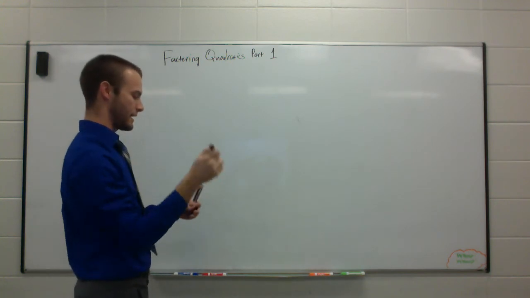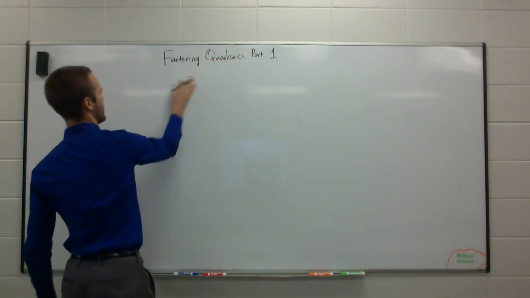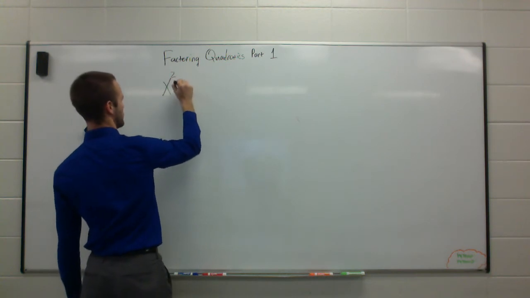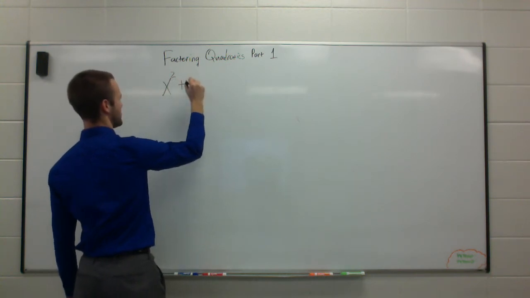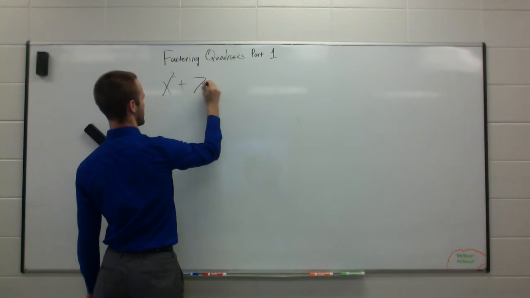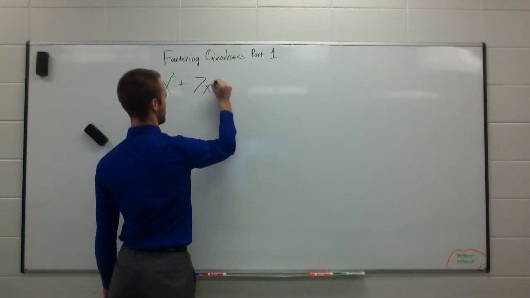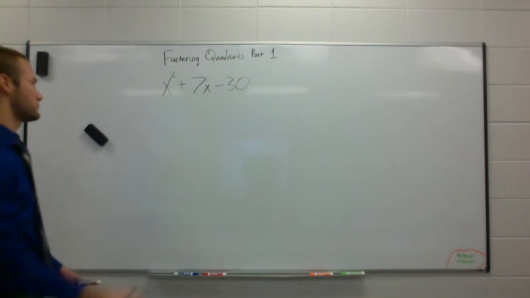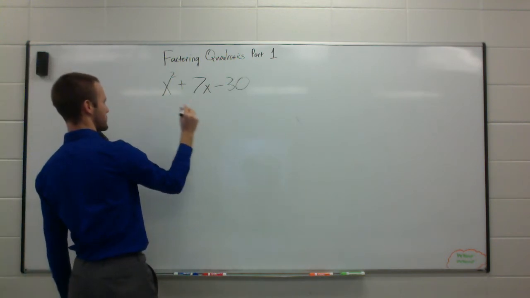Now let's do one that has a negative as the last term. So x squared plus 7x and minus 30. Okay, so we need to find two numbers.